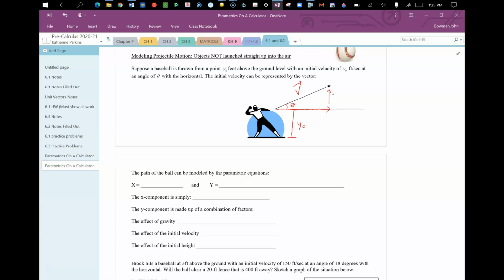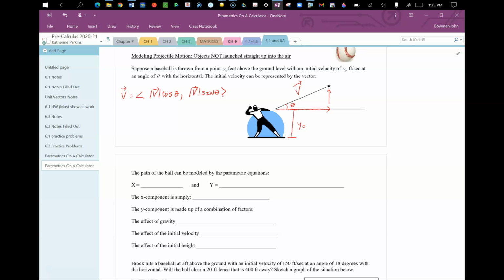Well, if you remember, the vector v would be represented by the magnitude of the vector v times the cosine of the angle. That would give us our horizontal component of velocity, and the magnitude of the vector v times the sine of the angle would give us the vertical component of velocity, and that's the initial velocity. And then all we'd have to do is factor in initial height and gravity for the vertical, and then factor in time to figure out position.